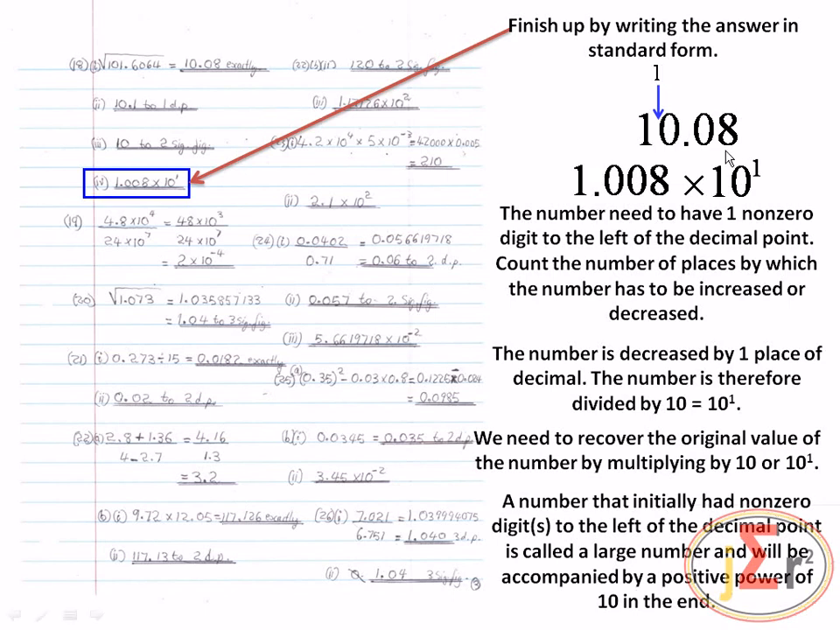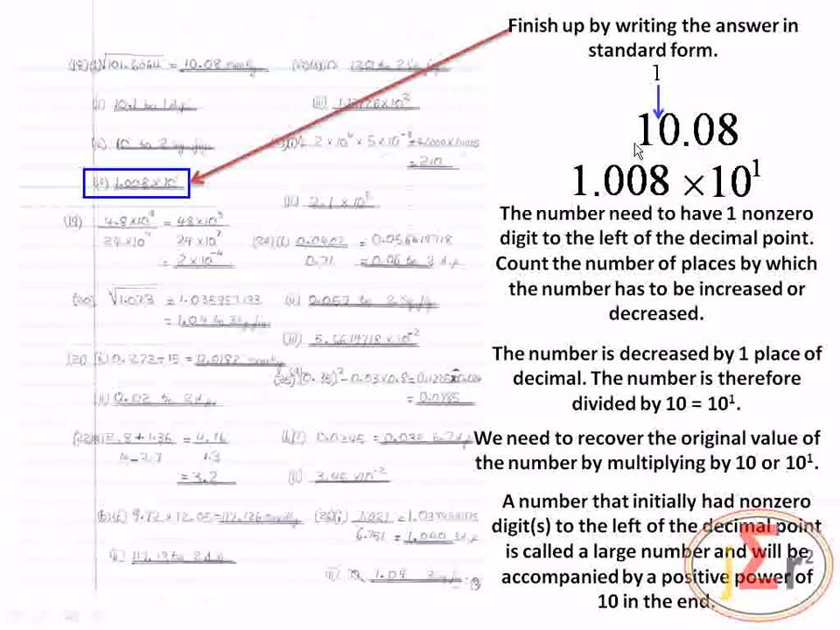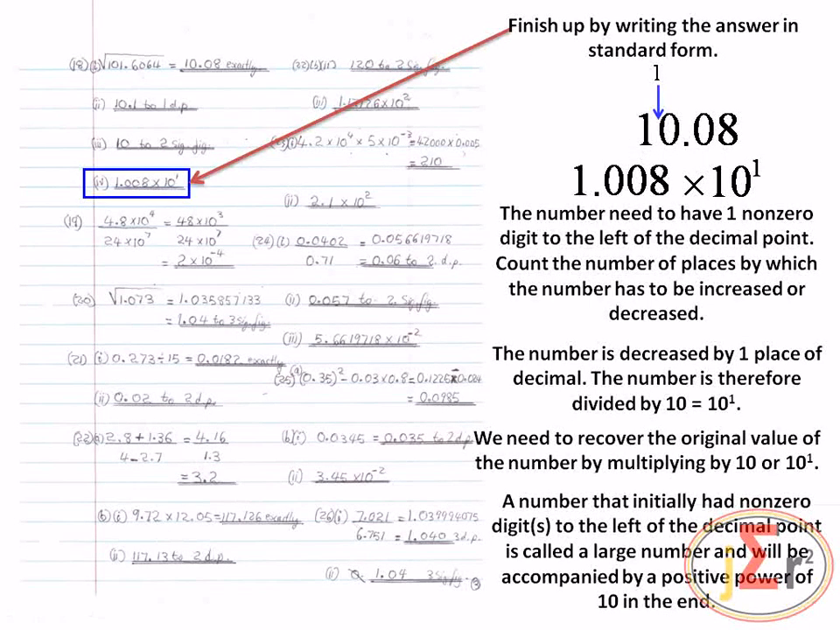So here we have at least a single non-zero digit to the left of this decimal point. That number is therefore classified as a large number and is accompanied by a positive power of 10 in the end.